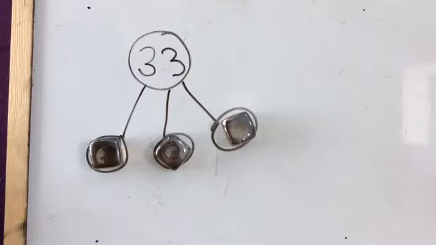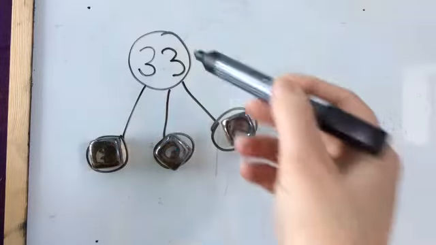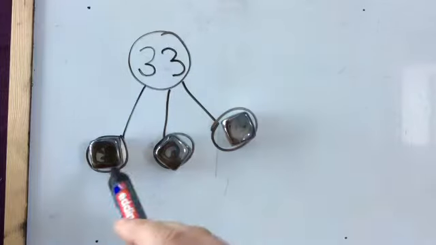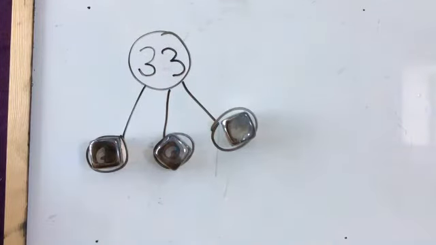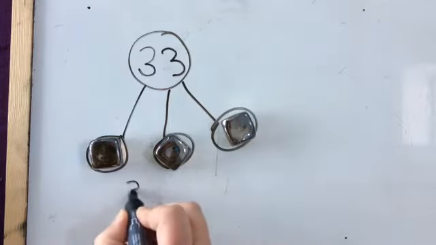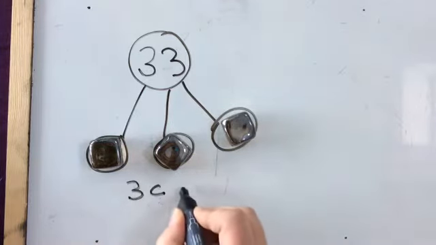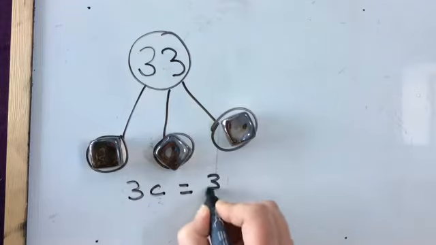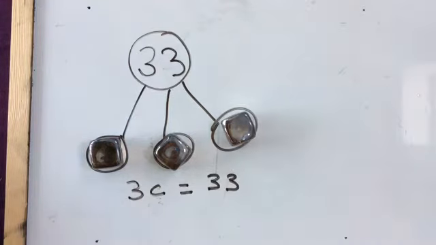Have a look at this next part whole model. So here we have the whole is 33, and then this time we have got 3 of the cubes. So we can say 3C equals 33. Pause the video and show what you need to do to find the value of C.